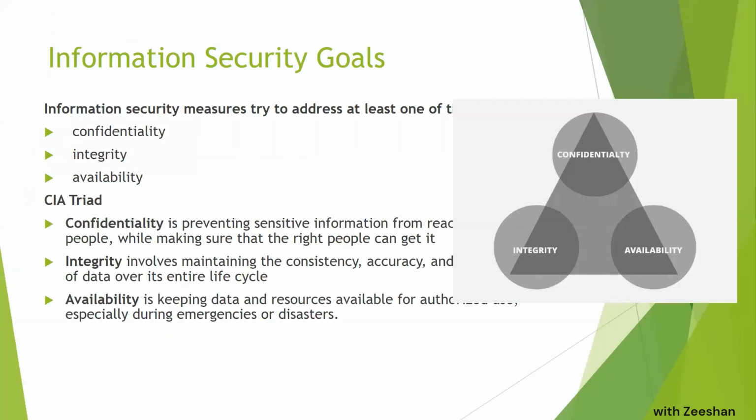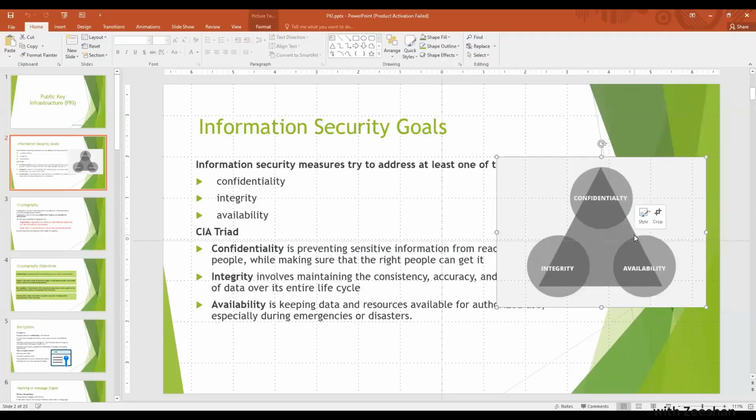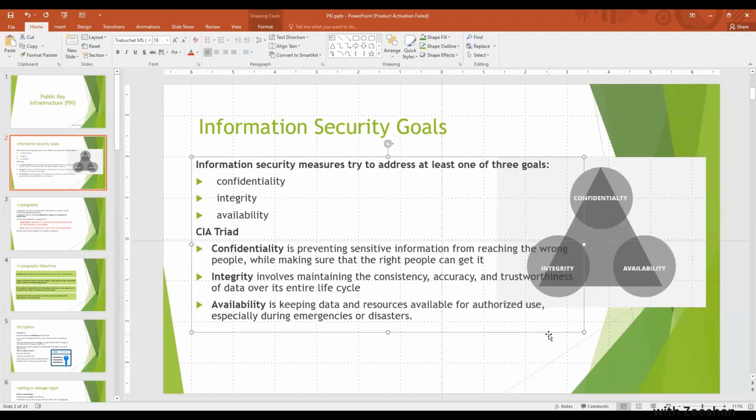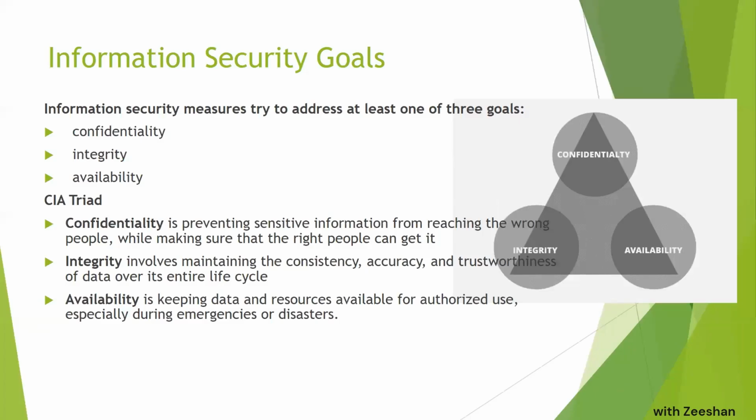Information security goals. We will eventually reach PKI, but first of all, what is information security? There are three goals: confidentiality, integrity, and availability. If I am sending a confidential document to someone, I want that nobody else can read it. We are talking about the physical world, nothing digital. I just want a mechanism so that this confidential document reaches the intended person, and anybody else cannot get it, or if they can get it, they cannot read it.